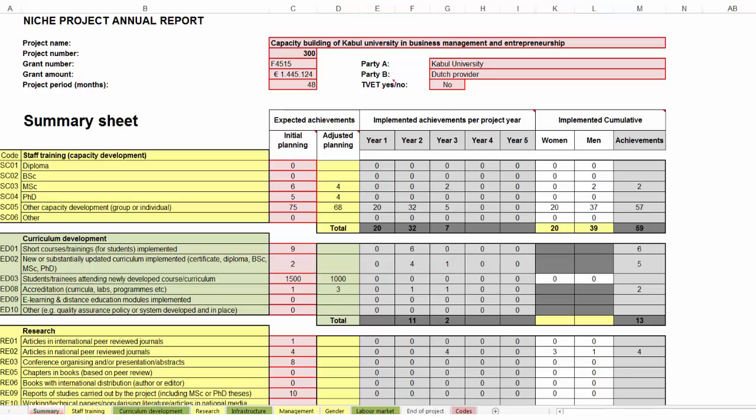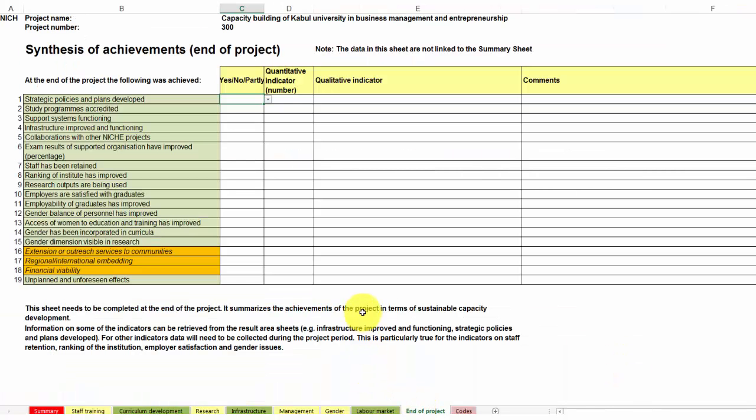We will now walk you through the whole instrument. The Achievement Annex is a collection of sheets with a summary page. It starts with a summary showing expected and implemented achievements of the project. Before proceeding, we want to show you the end of project sheet, which is the last sheet.